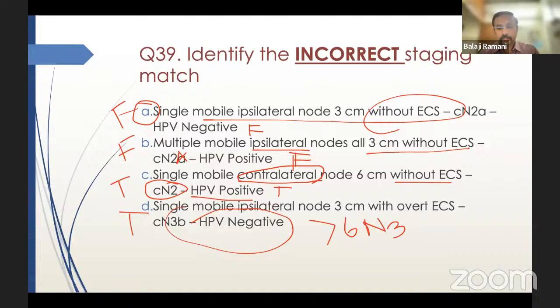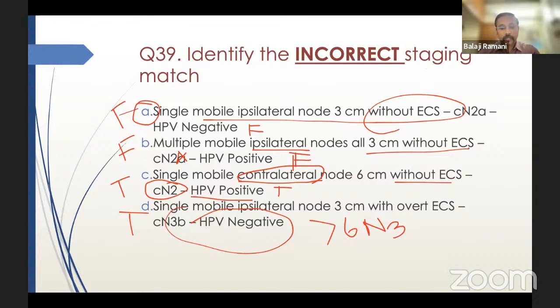Now do you understand? All of you, did you understand now? So N1 is single, ipsilateral, less than or equal to 3 centimeters. Okay. N3A is more than 6 centimeters, and 3B is going to be ECS, clinical. Remember, again I'm stressing, it's a clinical ECS. So any node, irrespective of size, if it has a clinical extracapsular extension, it is N3B. And same way, when the size becomes more than 6 centimeters, it goes into N3A.